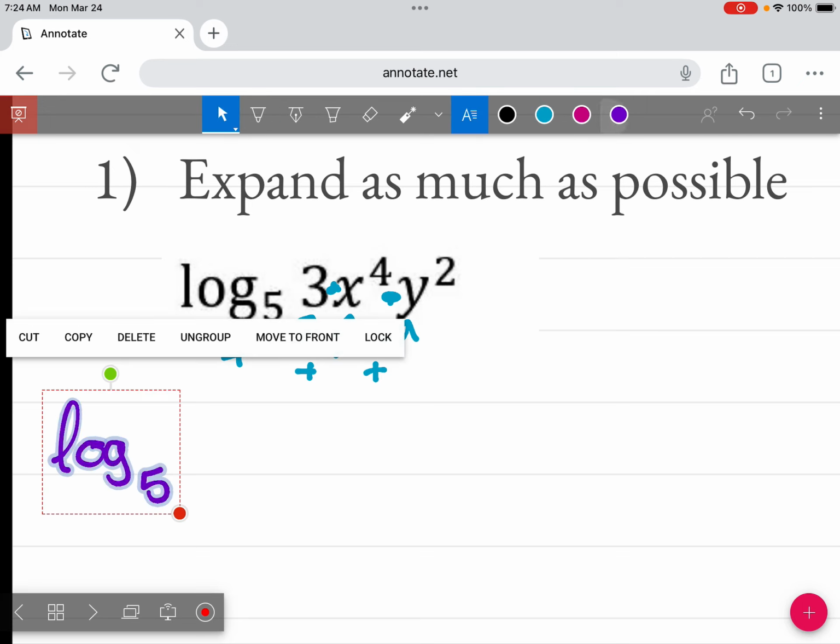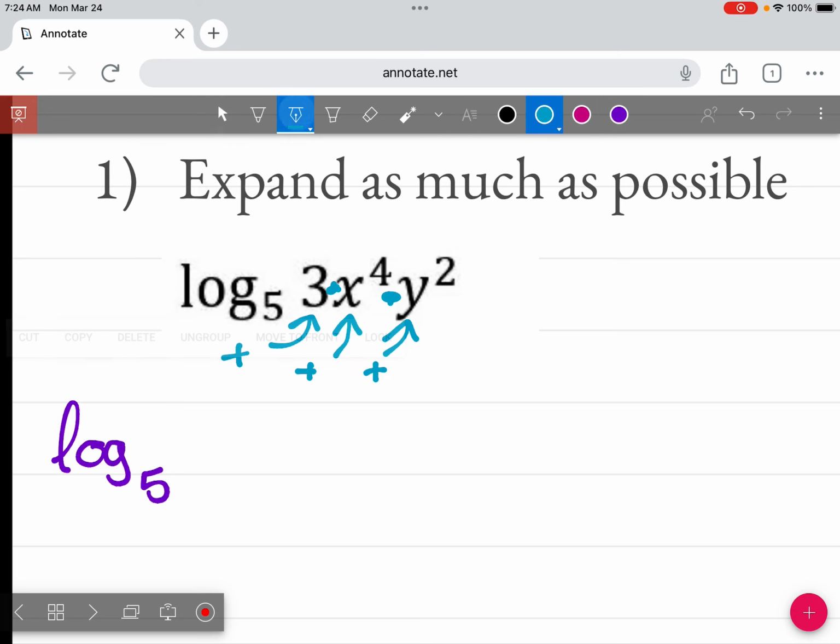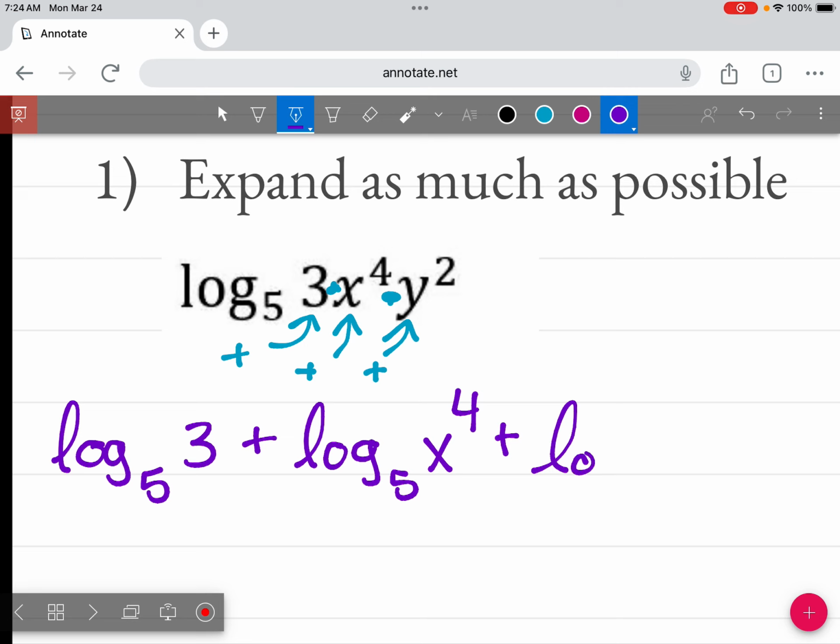I'm going to just switch this to be purple. So we're going to have our log base 5 of 3 plus, we get a new log now that we put a plus in. Log base 5 of x to the 4th. Putting a plus in, so we're going to get a new log of y squared. Every time we had a multiplication, we're going to turn it into an addition.